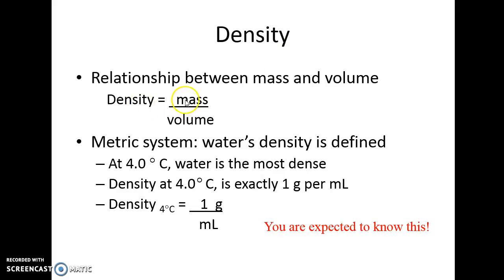Density is equal to mass over volume. So you would put your number with a unit over the volume with a unit, and that would give you a density. The metric system is based on water's density, and water's density is defined as exactly 1 gram per milliliter at 4 degrees Celsius. It changes slightly as temperature changes. I expect you to know that the density of water is 1 gram per milliliter.